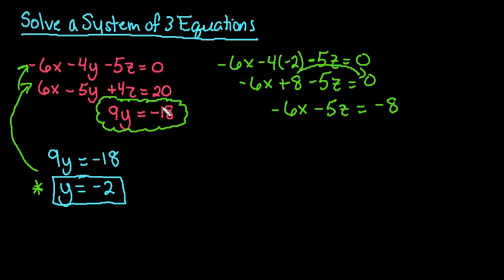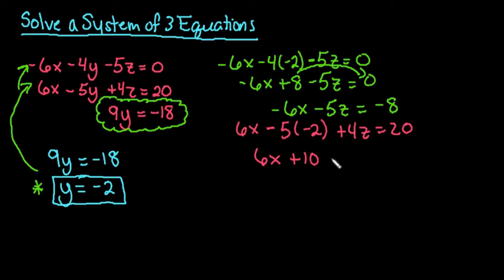We have one equation that we need in order to solve the system of two equations. I can't solve this the way that it is because it still has two variables, so we have to do the same thing with the second equation. We plug the negative 2 in for y here. So I would have 6x minus 5 times negative 2 plus 4z equals 20. If we simplify, we have 6x plus 10 plus 4z equals 20. We subtract the 10 from both sides, and we're left with 6x plus 4z equals 10.